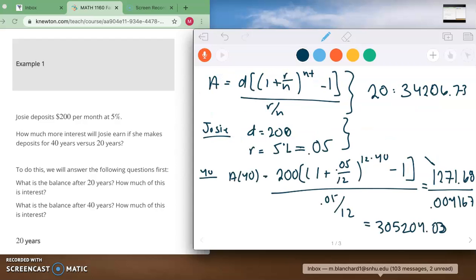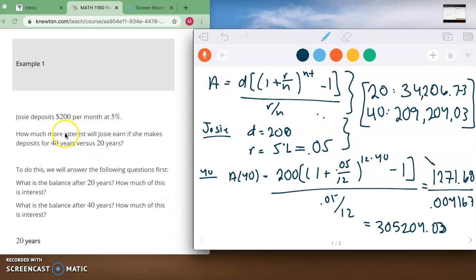So let's look at this. 40 years, we ended up with, so this was 34,000, 209,204 and 3 cents. Do you see that difference? Over another 20 years, you're more than doubling your money, okay? That's pretty crazy. So the original question was, how much more interest will she earn? So we need to take that and subtract out that 34,000 and change.